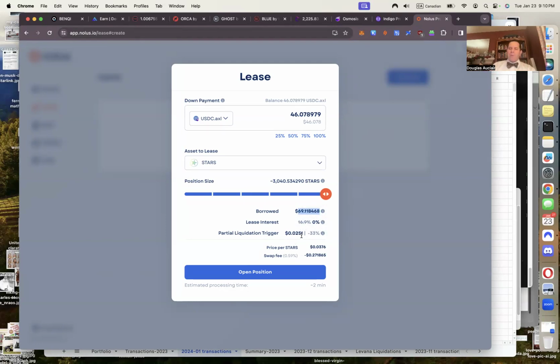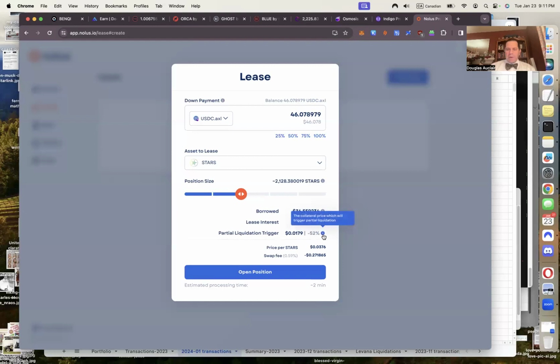And then it tells you what will happen if stars goes below 2.5 cents. You'll get partially liquidated. 33% of your position will be liquidated if it falls below that price. So there is that, and you can adjust it. Look, if you adjust it down further, this is the full amount of leverage that you can use. If you reduce the leverage to around 2x, then your partial liquidation trigger goes all the way down to 2 cents per, 1.79.